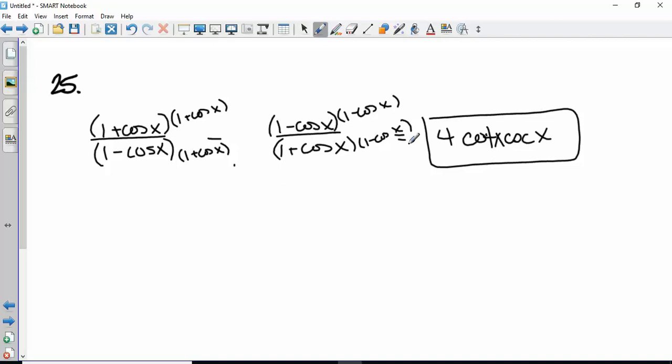To multiply these, we have to FOIL. So on the top, we get 1 plus cosine x and plus cosine x would be plus 2 cosine x. Plus cosine times cosine is cosine squared x. Denominator, if we FOIL, we get 1 plus cosine and minus cosine cancel. Minus cosine squared x.